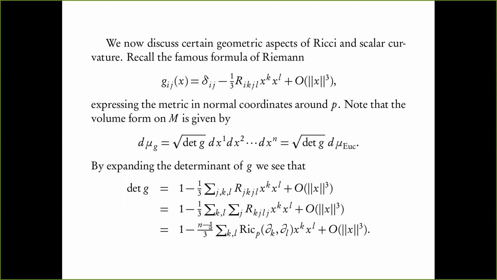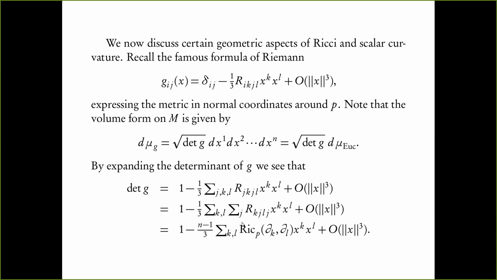Okay? So what you see is that when you expand the determinant of G, you basically get 1 minus (n minus 1)/3 times the Ricci curvature, the Ricci tensor rather, appearing, and then third order terms. Okay. So what we are interested in is really square root of determinant G. Right? So what should happen when we take the square root? Think of this as 1 minus a function which is of quadratic and higher order. Call the whole thing 1 minus X, capital X.